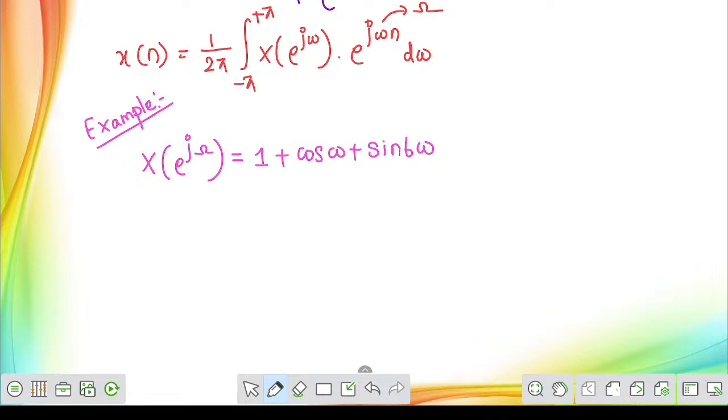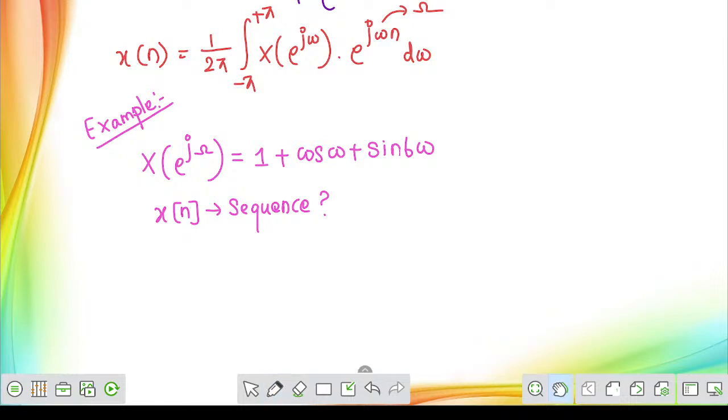Now what we need is the corresponding sequence in the n domain, the x of n sequence. How should I write down its x of n sequence in the time domain? I will have to take the inverse discrete time Fourier transform. We will have to do the inverse process.